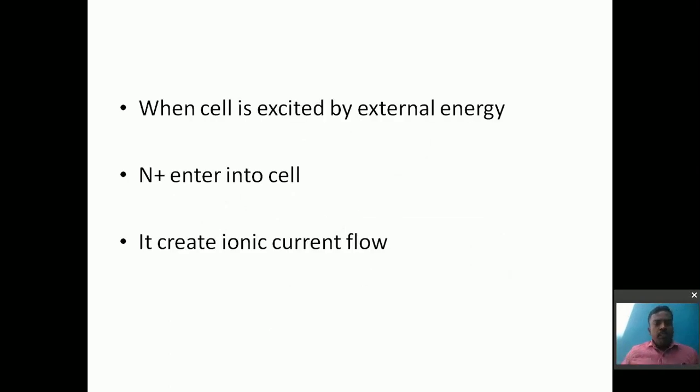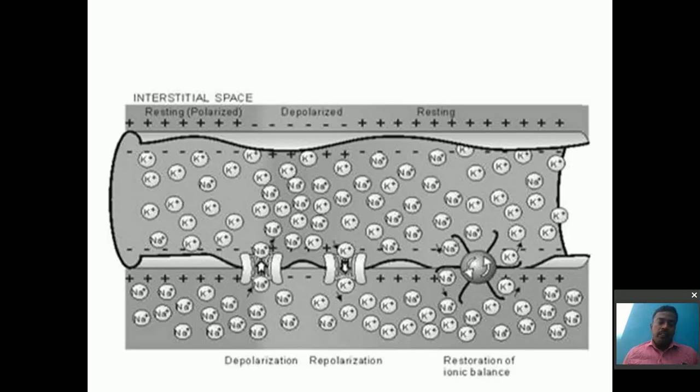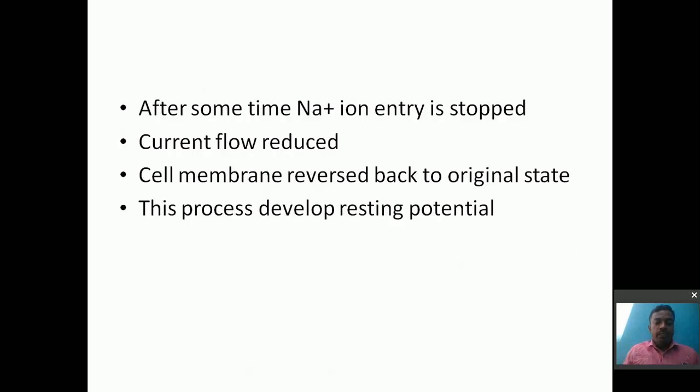When the cell is excited by external energy, sodium ions enter into the cell, which increases the ionic current flow. When the charged particles are moving, that creates the current. See here, some charged particles are moving inside the cell, and some potassium particles are moving outside the cell. So this process generates some electric energy that is called action potential.